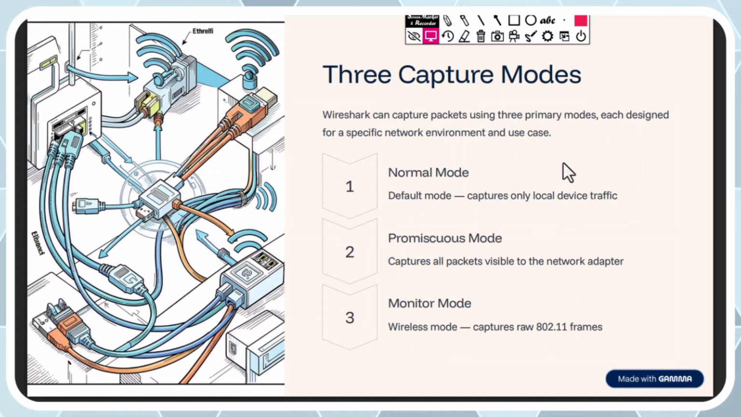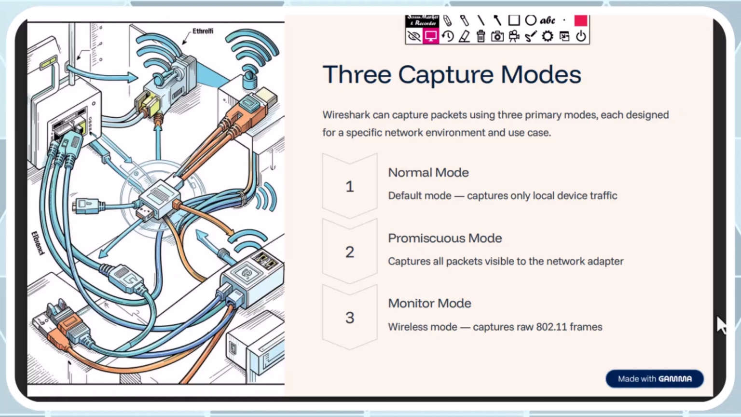I want to tell you about the three capture modes of Wireshark. These are the main modes. If we select a specific mode, Wireshark will perform according to the selected mode. We have only three modes in Wireshark. The first is normal mode. This is the default mode, which captures only local device traffic.